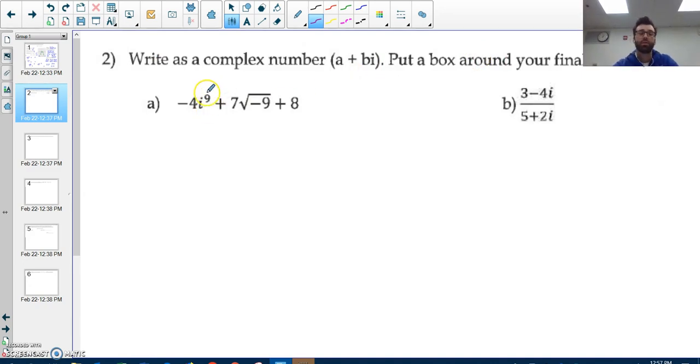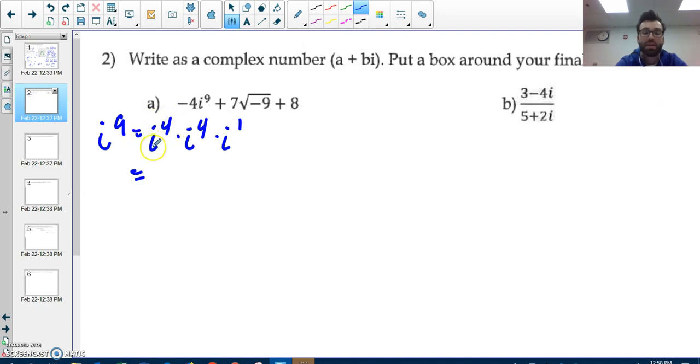Now, I have negative 4i to the 9th. Remember, when I have an imaginary number, I want to write that imaginary number as a power of 4. How many powers of 4 can go into 9? Well, I have i to the 4th times i to the 4th times i to the first. I have 2 powers of 4.